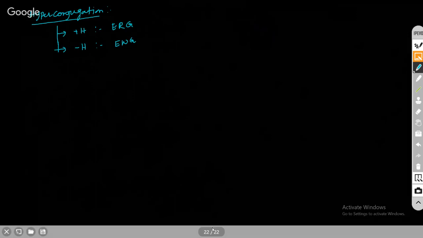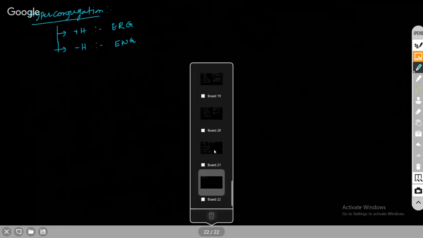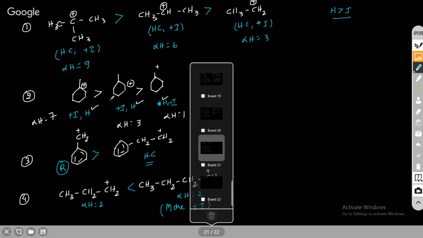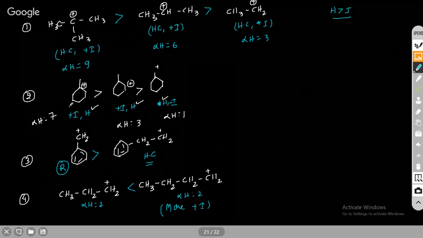Which one? The second one. Wait, I'll see. In the second one, yeah, this is the stability order, right? This is the stability order. The heat of combustion will be reverse of this.